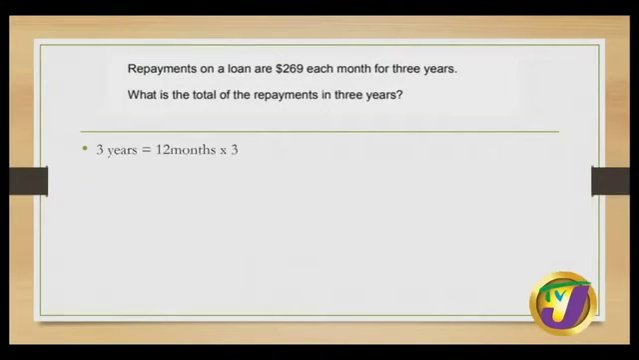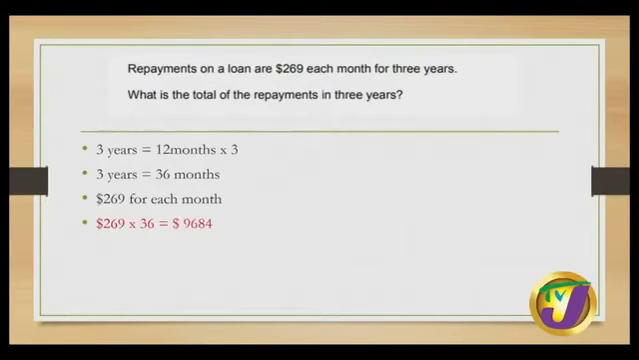So we have 3 years is equal to 12 months multiplied by 3, because each year has 12 months and there are 3 years. So 3 years is the same as 36 months. Great. Now we know that for every month we're going to pay $269. So simply we must multiply the number of months by the payment for each month, giving us a total of $9,684 as the total of repayments for the 3 years.